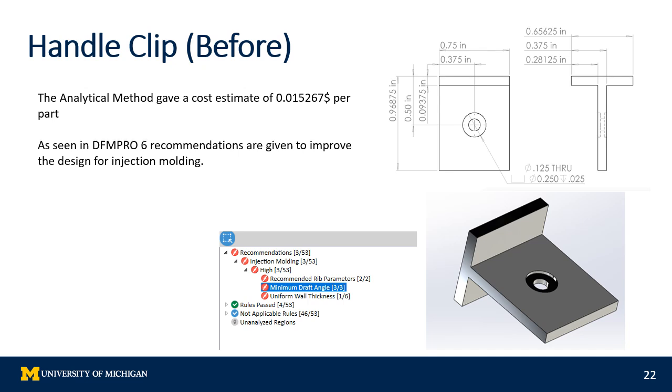As we see before, the cost estimate was around $0.0152 per part. And in the DfM Pro, 6 recommendations were given to improve the design for injection molding, specifically the rib parameters, the minimum draft angle, and the uniform wall thickness.